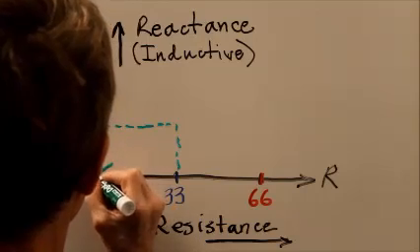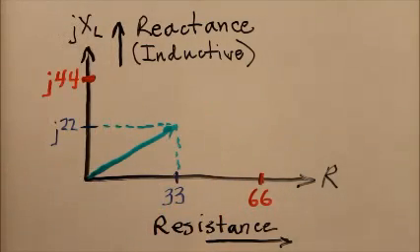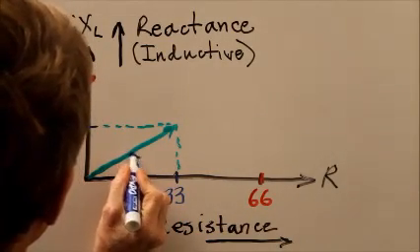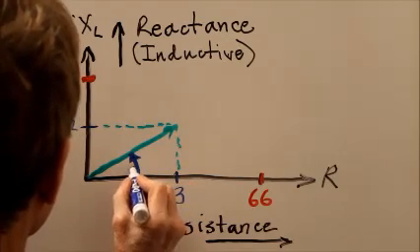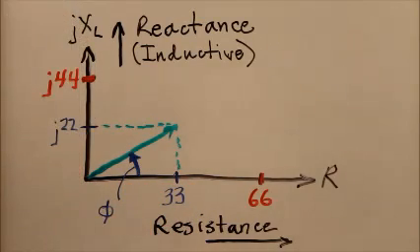That component will produce a certain phase angle that we can determine by looking at the vector that goes out to this point from the origin, and this angle right here, typically called phi, lowercase Greek letter phi, is the phase angle.